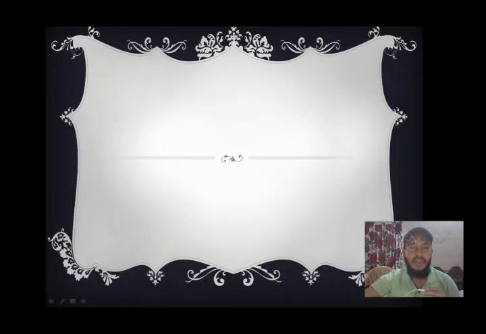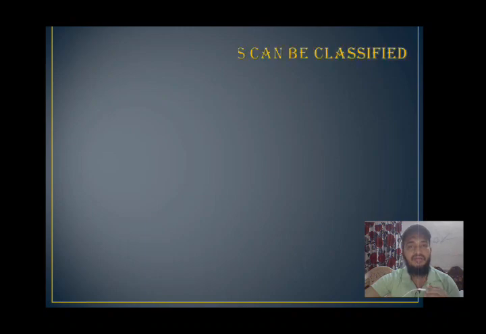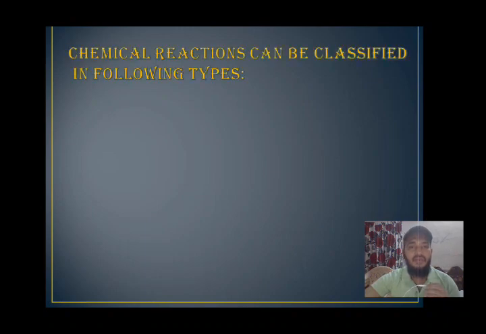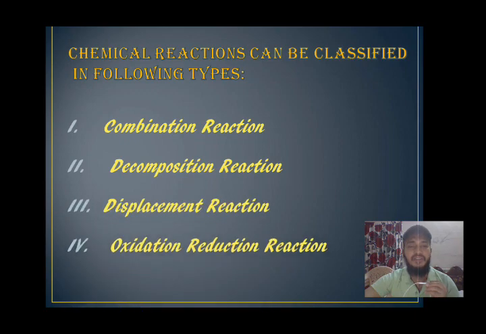Today I am going to start a new topic, types of chemical reactions. Chemical reactions can be classified into the following types. Number 1 is a combination reaction. Number 2 is decomposition reaction. Number 3 displacement reaction. And number 4 oxidation reduction reaction. Oxidation reduction reactions are also known as redox reactions.